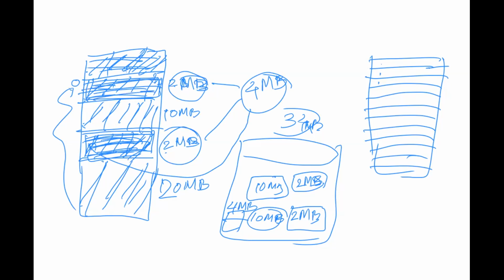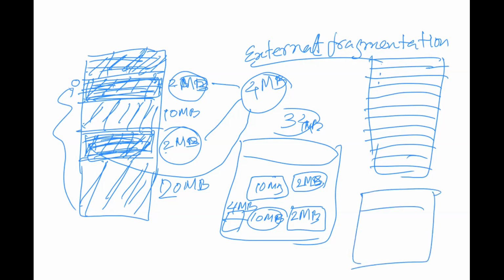So this problem is known as external fragmentation. This problem is called the external fragmentation problem. So is external fragmentation possible in fixed partitioning? The answer is no. You have already fixed your partitions. Whenever a process comes, it just occupies the memory. It never goes beyond the partition size, so there is no external fragmentation.